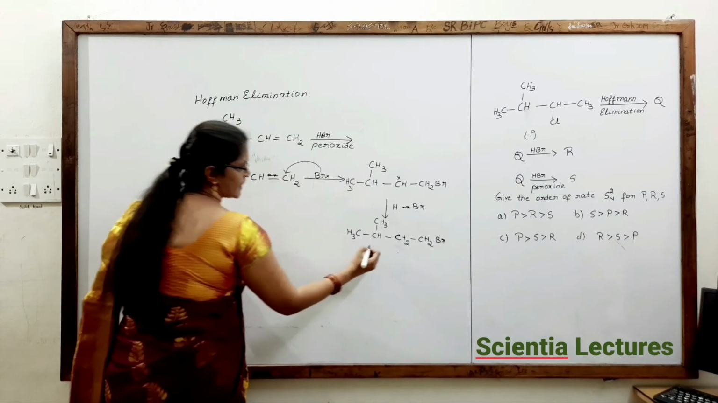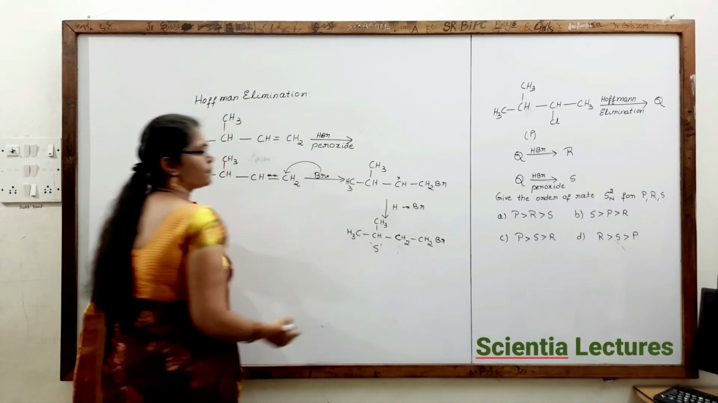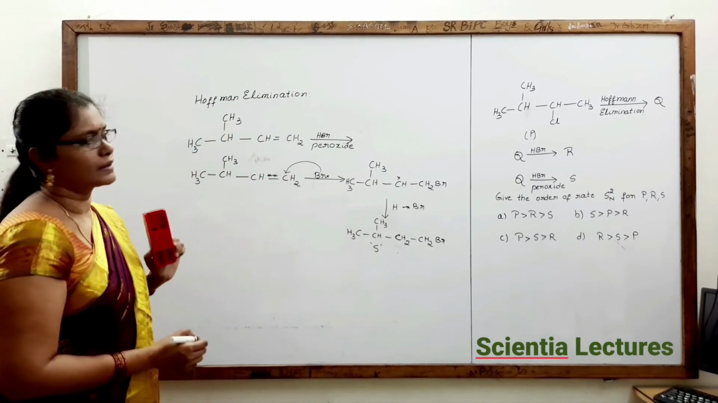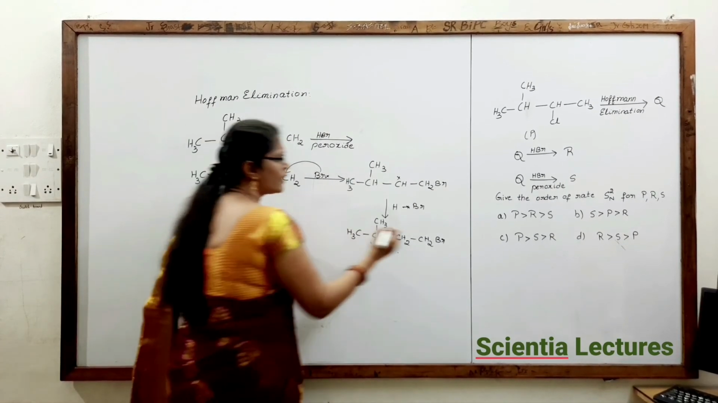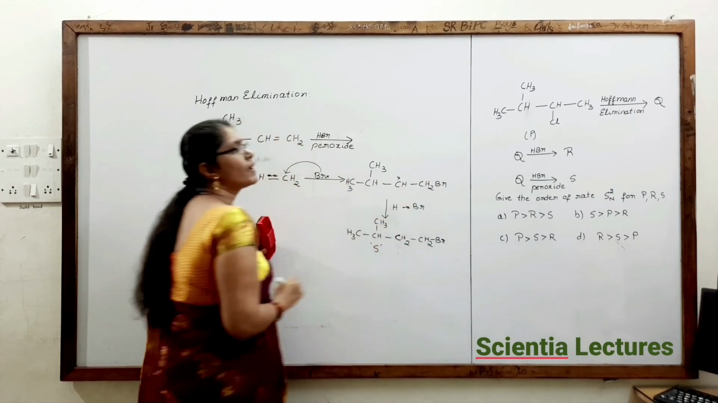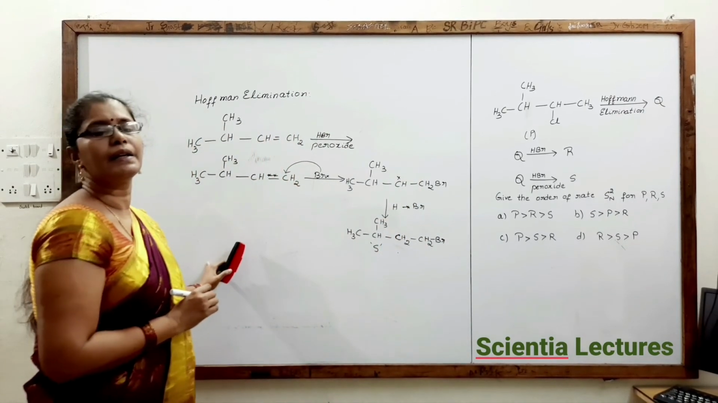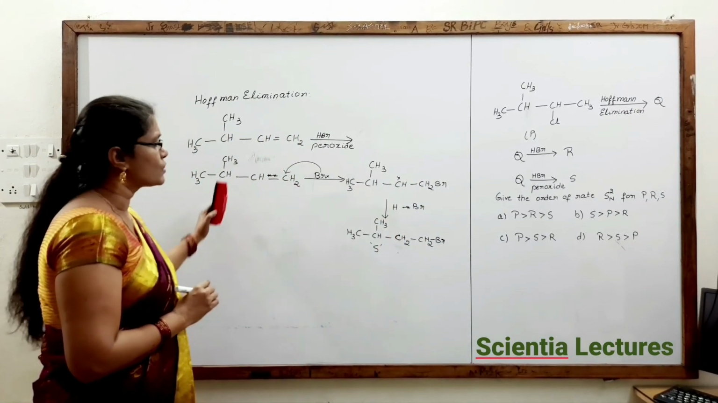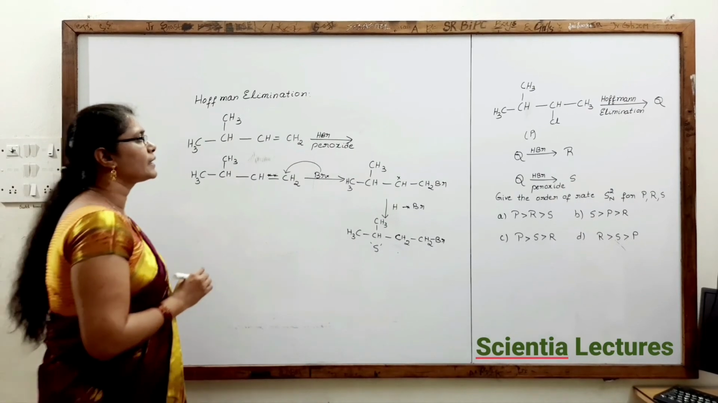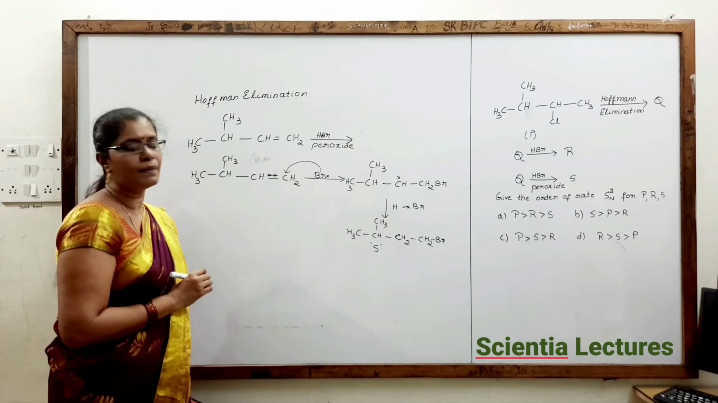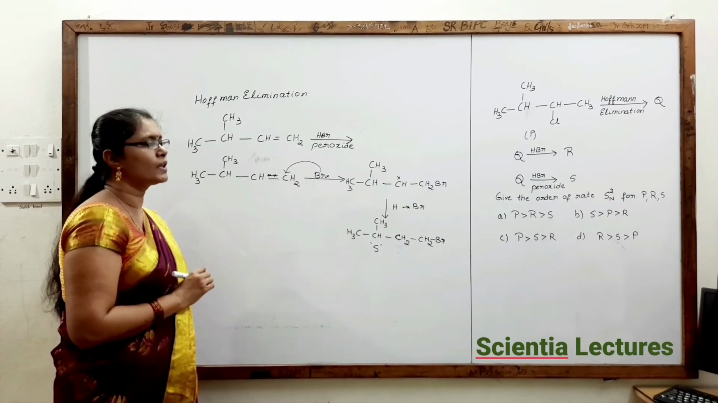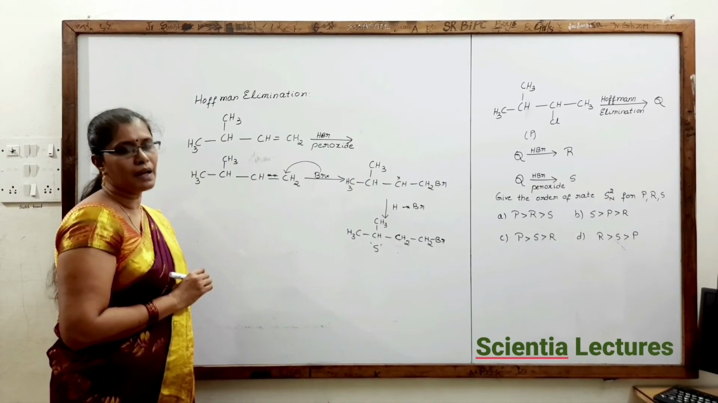Now this is S. So what is S? Primary alkyl halide. What is R? Tertiary alkyl halide. Already P was given in the question itself. P is nothing but secondary alkyl halide. So now we have clearly seen that in the presence of peroxide it undergoes anti-Markovnikov mechanism and it leads to the formation of primary alkyl halide.